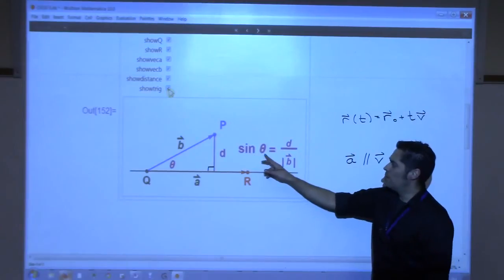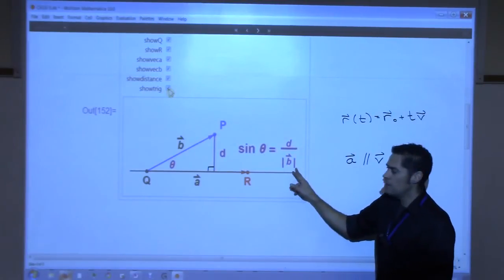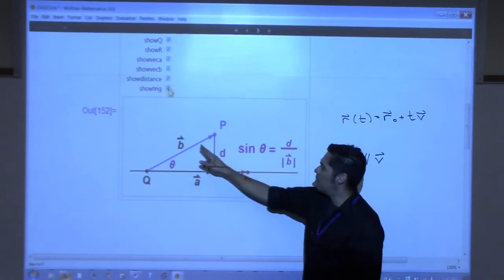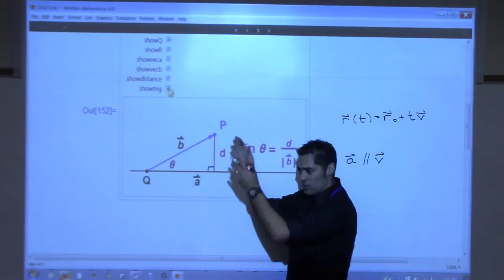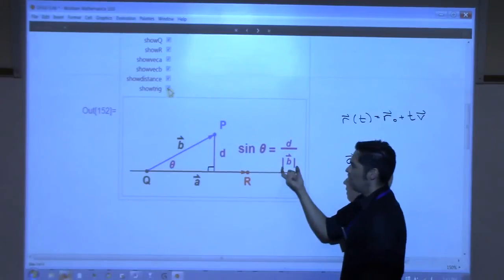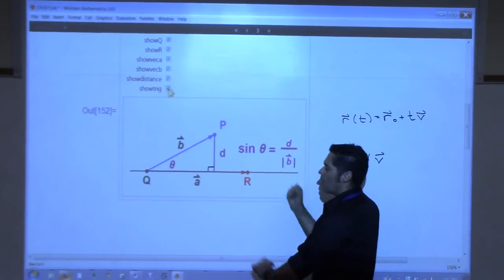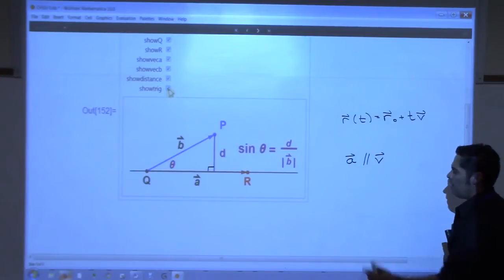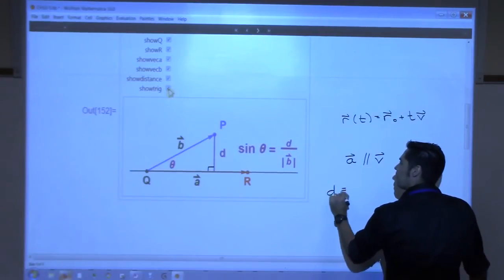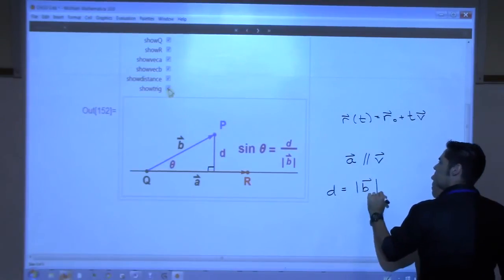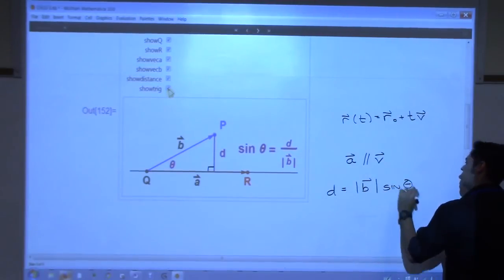sine of theta would be opposite over hypotenuse, right? The opposite side would be D, which is what we're looking for. And then the hypotenuse isn't the vector B, it's actually its length, isn't it? The length of B is the hypotenuse? Yes? Okay. Well, that means that D must be what? Solve for D here. Magnitude of B, sine theta. Yeah?